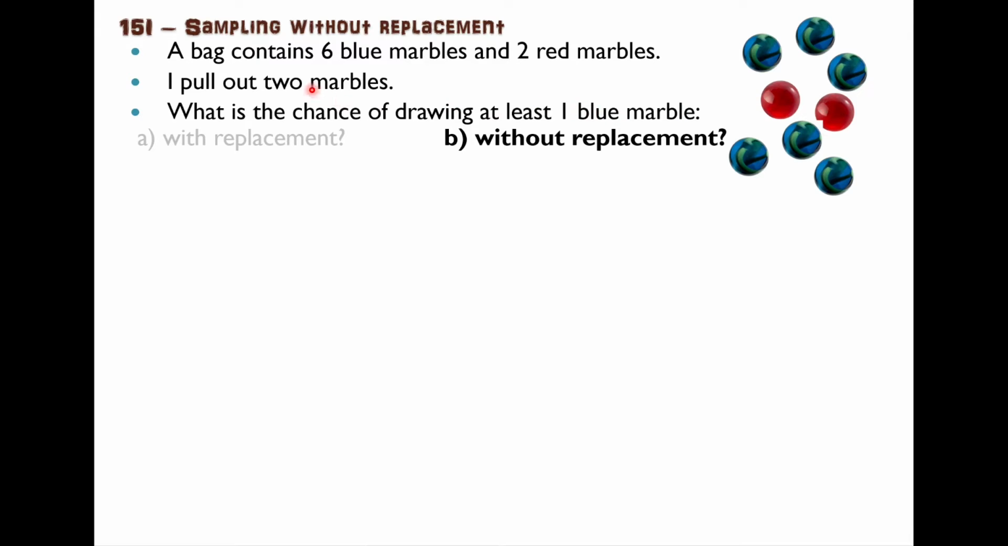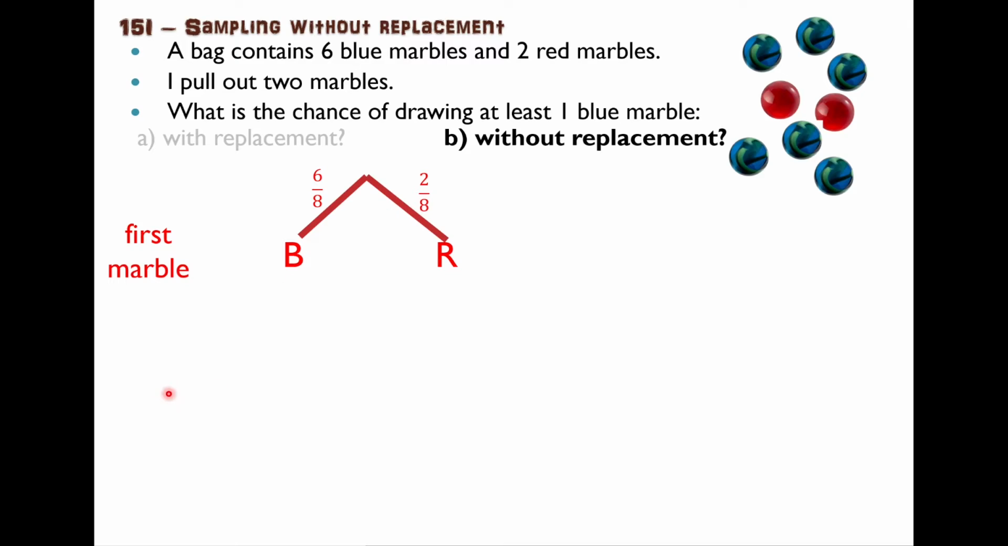First, I'm pulling out two marbles here, so let's look at the first marble. What are the outcomes for the first marble? It could be blue or red. So in our tree diagram, either the first marble is blue or it is red. Before we do the second marble, what is the chance that the first marble is blue? Well, there are 6 marbles out of 8, so a 6 out of 8 chance that it's blue, which means that there is a 2 out of 8 chance that it's red.